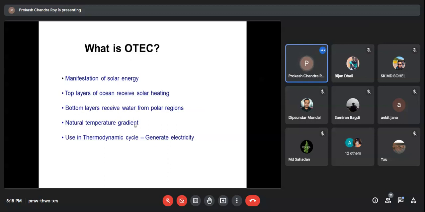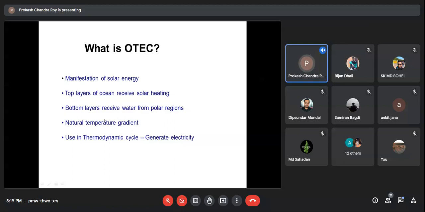So OTEC is also a manifestation of solar energy. This uneven heating of the layers of the ocean surface is due to the sun. The top layer of the ocean receives solar heating, and the bottom layer receives water from the polar regions. So that gives you a natural temperature gradient. That gradient is not that high, but if you think about the amount of water you have with this natural temperature gradient, it can be utilized to run a thermodynamic cycle using different working fluids.